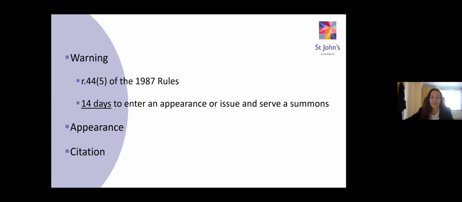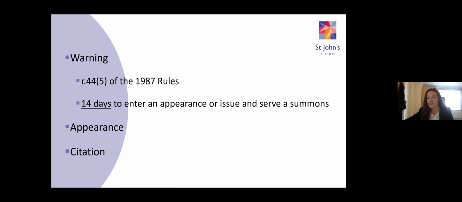And that warning gives the caveator 14 days either to enter an appearance using Form 5 setting out the caveator's interest in the estate, which is contrary to the interest of the person issuing the warning, or more unusually, and certainly I've never seen this, to issue and serve a summons if the caveator has no contrary interest, but nonetheless wishes to show cause against the sealing of the grant. So again, it is important to move swiftly, particularly because if the caveator fails either to enter an appearance or to issue and serve a summons, on the filing of an affidavit showing the warning has been served and no summons has been received, a grant can then be issued.